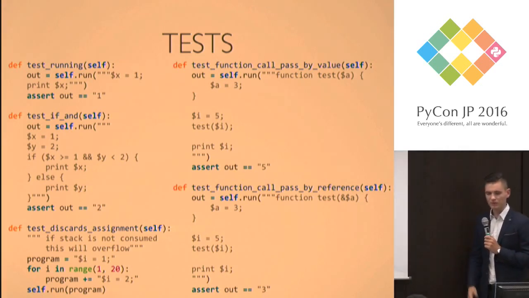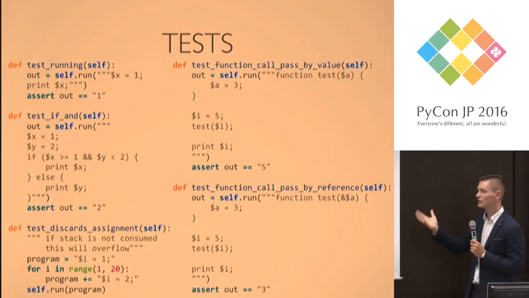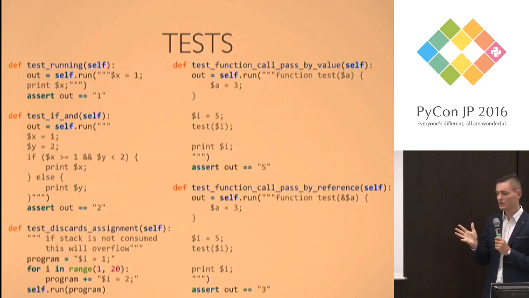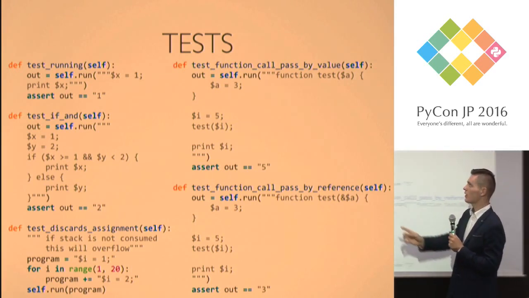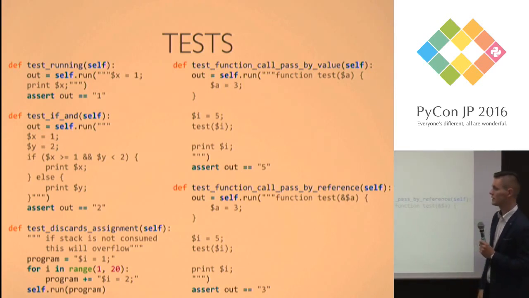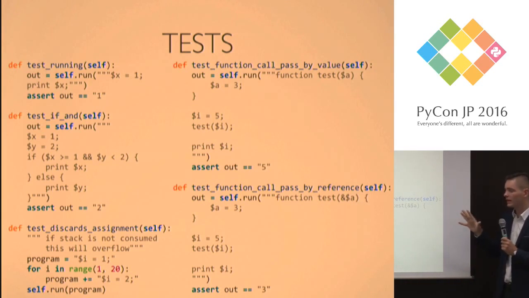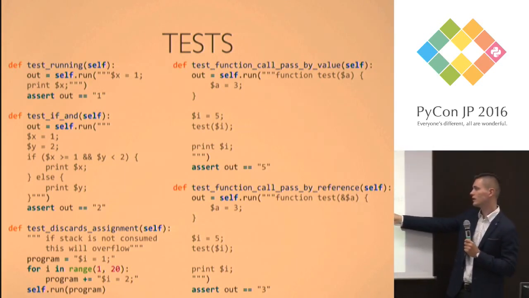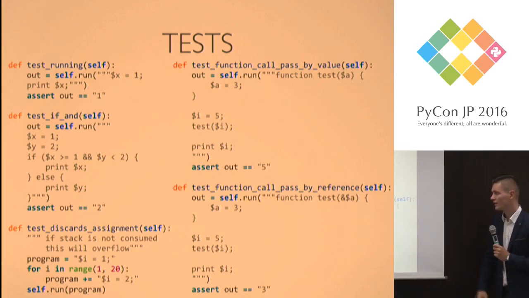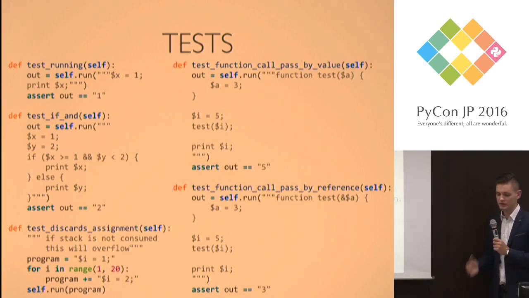So before I started this whole PiHP thing, I defined maybe 100 or so tests of just the most basic functionality, from assigning variables and printing them, to doing if statements, to calling functions, and to using some specific PHP functionality, like using references. And then I just kept testing my code until it worked, and eventually it did.